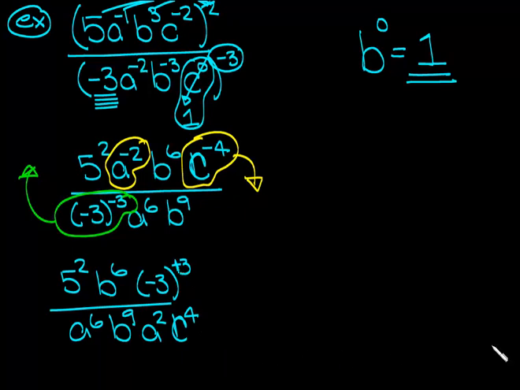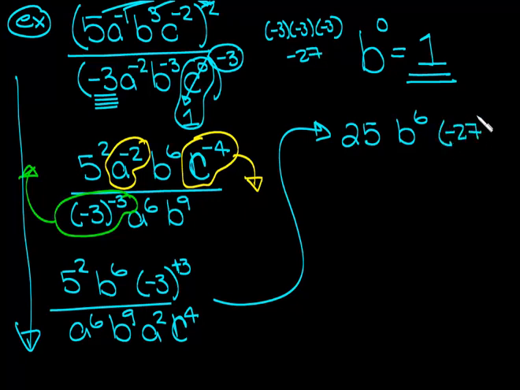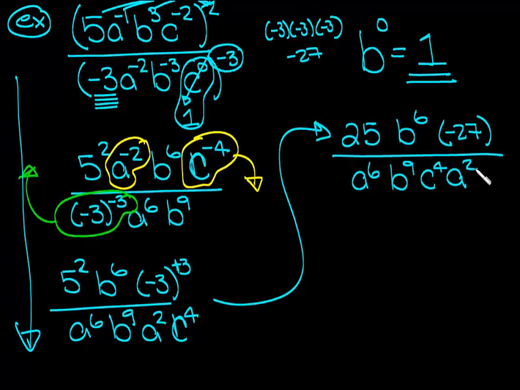I'm running out of space, that's why I'm going to do it on the side, but I would prefer that you guys do everything vertically here. Okay, so 5 squared is 25. Then I'm just going to rewrite it one more time, so b to the 6, negative 3 cubed, so you take negative 3 times negative 3 times negative 3, so you end up with negative 27. So I'll put parentheses again since it's a negative number. Then we're going to divide that by a to the 6, b to the 9, c to the 4, and a squared. So we took care of a negative exponent.